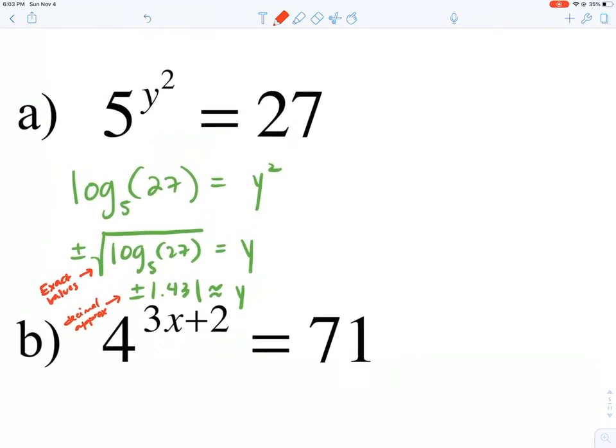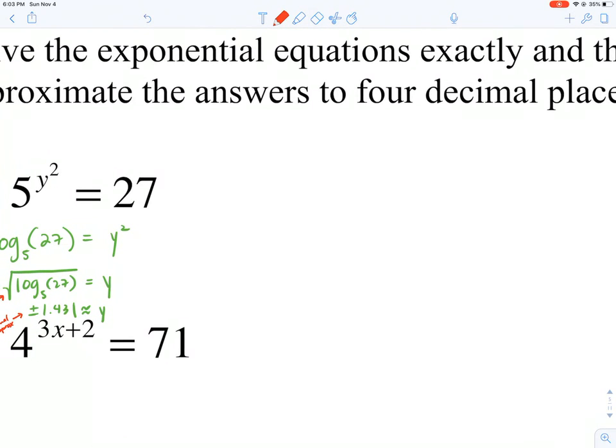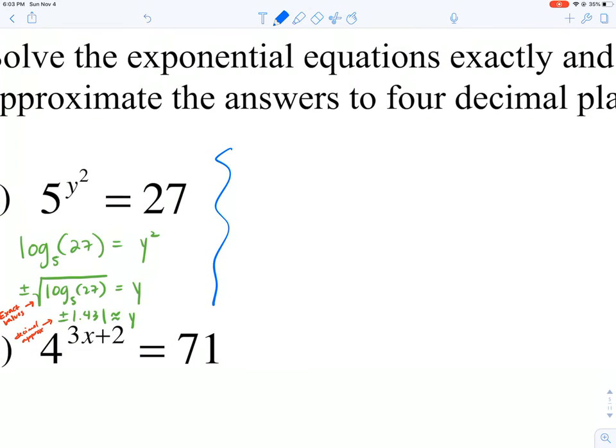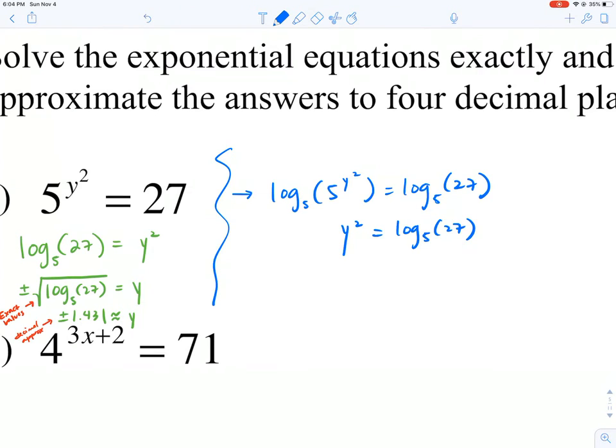Okay, now the other approach here, where you'll get the exact same answer, but it's just a different thought process, is to think about taking the log base 5 of each side of this equation. So log base 5 of 5 to the y squared equals the log base 5 of 27. By properties of logarithms, the left-hand side will become y squared equals the log base 5 of 27, and you can see that we're back where we were over here when we just thought about rewriting in the logarithmic form.